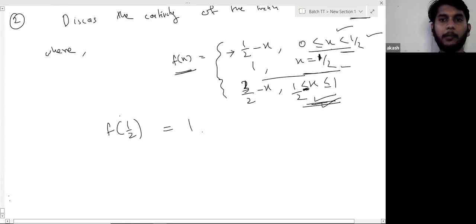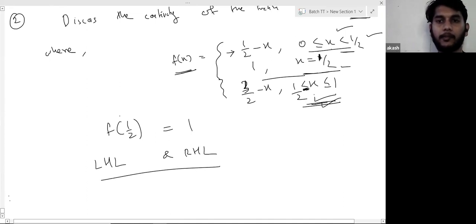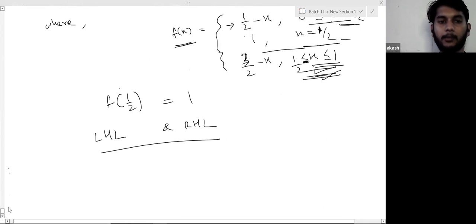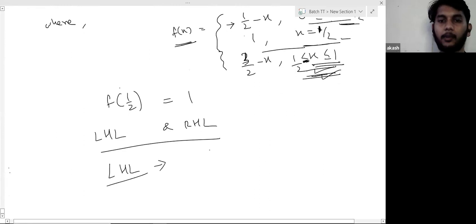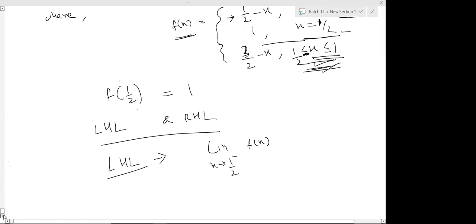But now to find the limit, you have to find LHL and RHL, right, Sahel? Because of this domain, x is more than half, x is less than half. There are two different functions, right? Yes or no? Yes, sir. So what is LHL? We have to find continuity at half. So we will write limit x tending to half minus of f of x. This thing is clear? Yes.